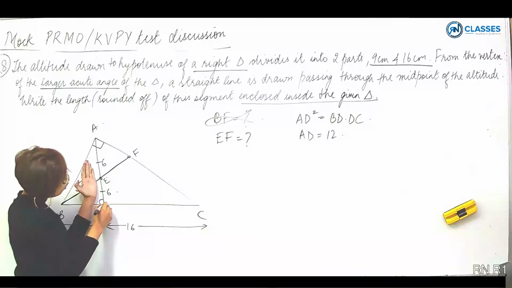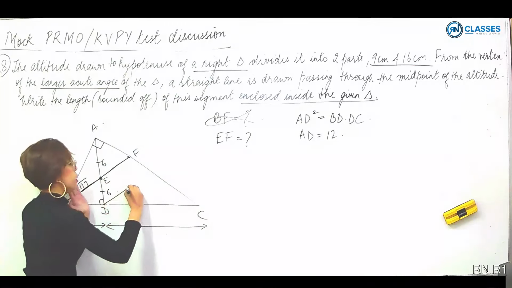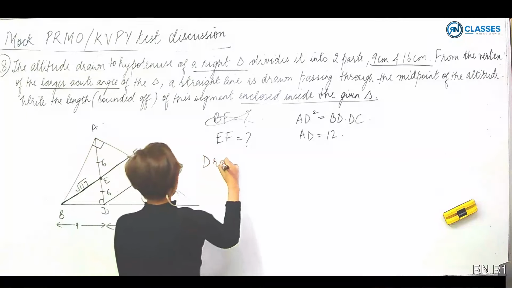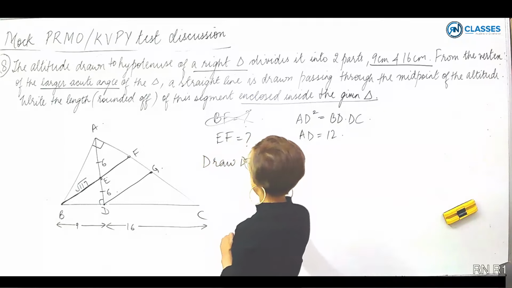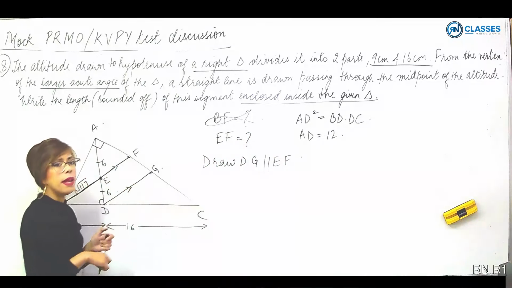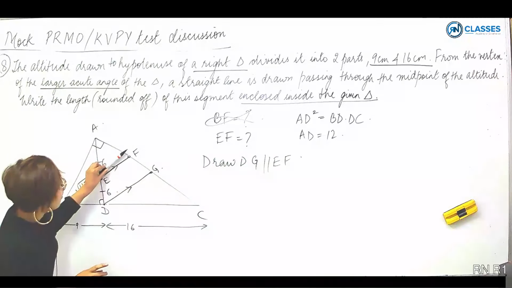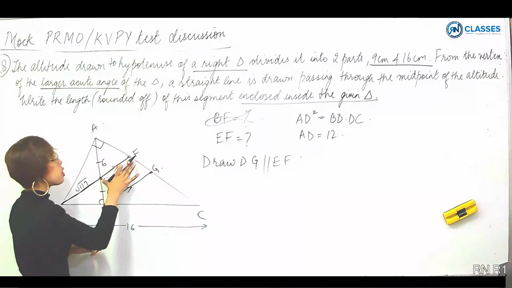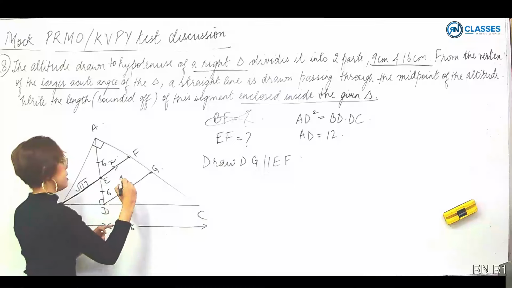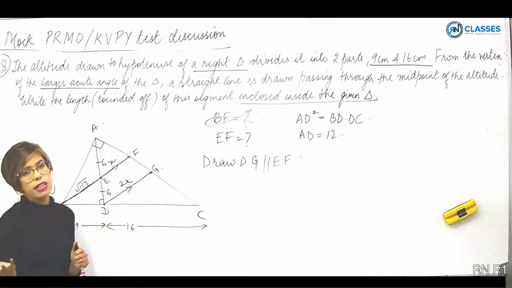So what I can do is, through D, I can have a line parallel to EF. Construction: draw DG parallel to EF. Why? Because I have involved my length EF. EF and DG are related to one another. Now, I am interested in the length EF, so let this be x. If this is x, this will be 2x. In order to find the value of x, I need some relation.